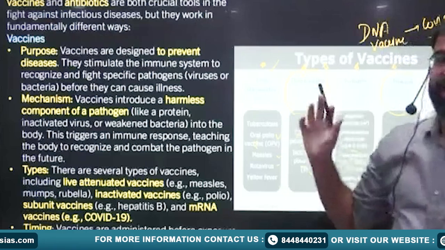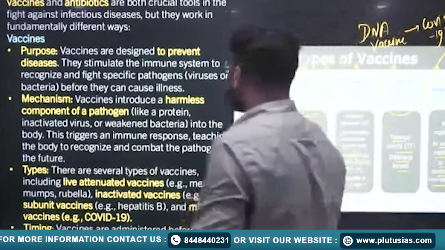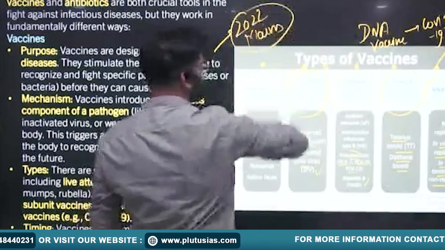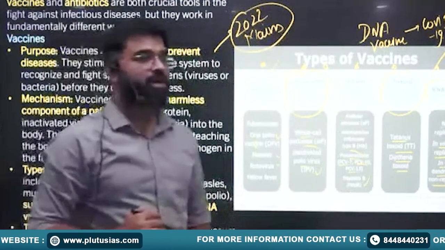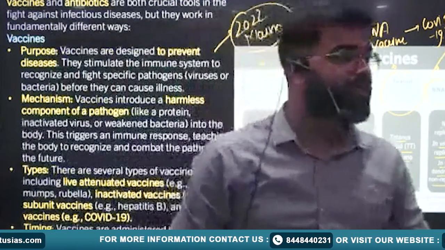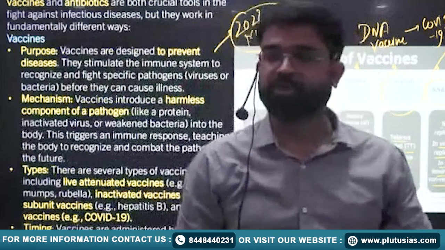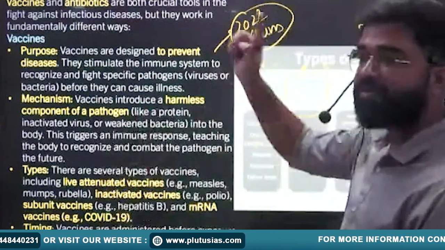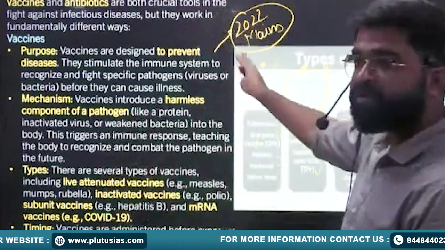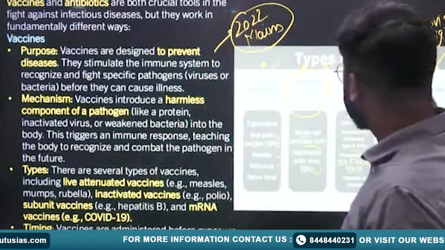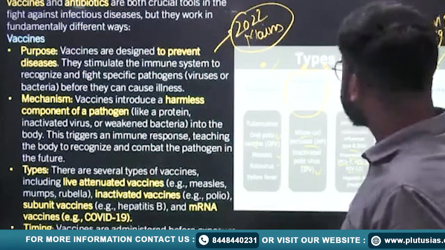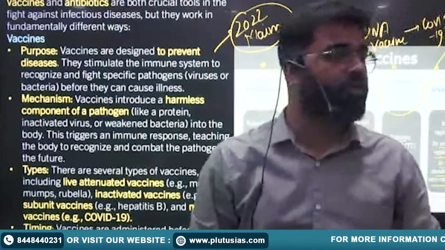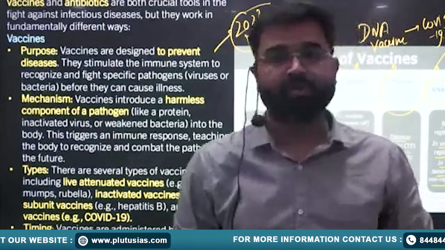Why am I making you write all these types? Because in UPSC 2022 Mains Science and Tech, this question was asked: what are the principles involved in the manufacturing of vaccines? So these are the principles. First principle is live attenuated vaccine. Second, inactivated vaccine. Third, subunit vaccine. Fourth, toxoid vaccine. Fifth, RNA-based vaccine. Sixth is DNA-based vaccine. These are the six principles involved in the manufacturing of vaccines.